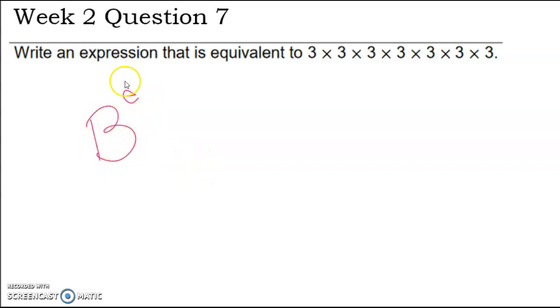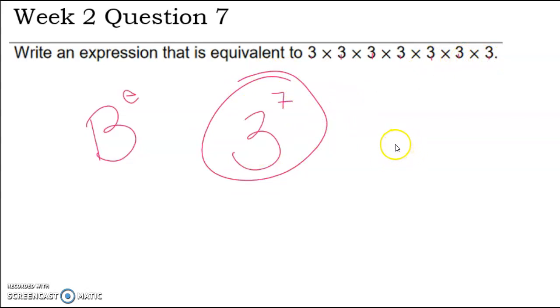The base gets multiplied by itself however many times the exponent is telling it to. So this 3 is the one being multiplied. This must be our base. Now, this number up here is going to tell us how many times it multiplies by itself. So 1, 2, 3, 4, 5, 6, and 7. What it's testing you on is your ability to know which one's the base and which one's the exponent. The base is the number being multiplied, and the exponent is how many times it gets multiplied.